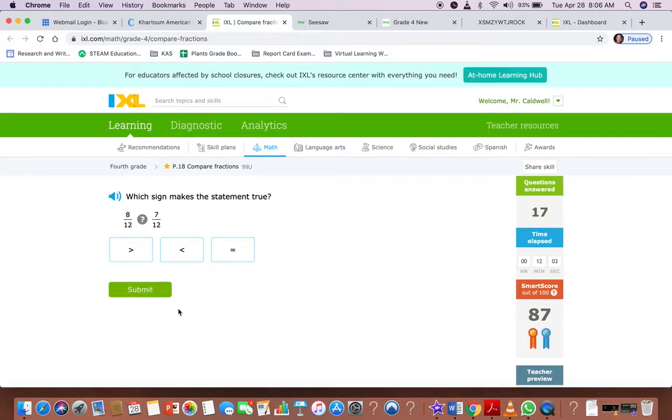All right, which statement makes the statement true? 8 over 12, 7 over 12. Another easy one. 8 is bigger than 7.